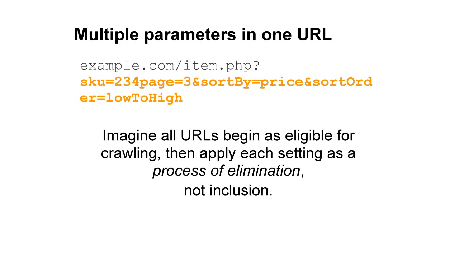The answer is to remember that URL parameters is about crawling your site more efficiently. So you can imagine that all URLs that we know about for your site, so if you're the Google Store, all 380,000 URLs begin as eligible for crawling. And then we work as a process of elimination, not inclusion. So we take our knowledge of your site, combined with each of your settings in URL parameters, to slowly weed away the URLs that shouldn't be crawled, until at the very end, we have a smaller subset of good URLs.